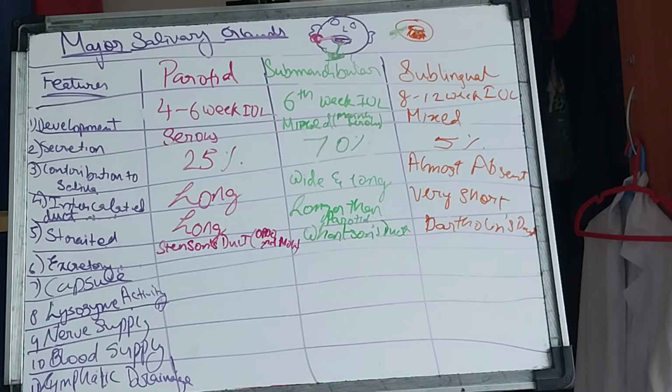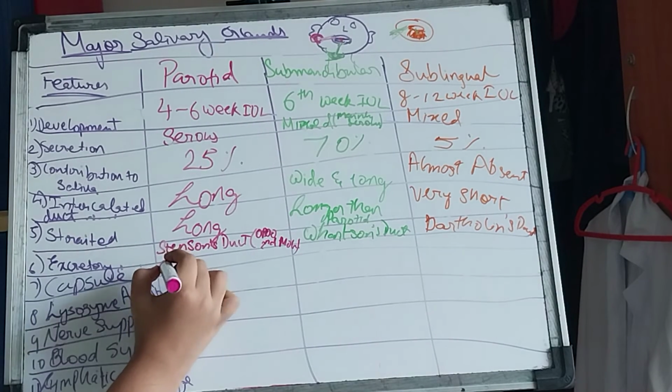Coming on to the capsule. All these glands are covered by a capsule. The capsule of the parotid gland is thick and well developed.